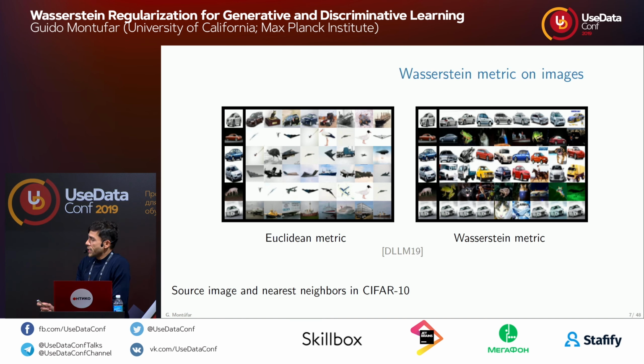What is striking is that in the case of the Euclidean metric, you get some objects that don't have anything to do with each other. But in the case of the Wasserstein metric, the nearest neighbors have some kind of semantic vicinity to them. So in a sense, the meaning of those images is more reflective of what we would consider to be nearer classes.